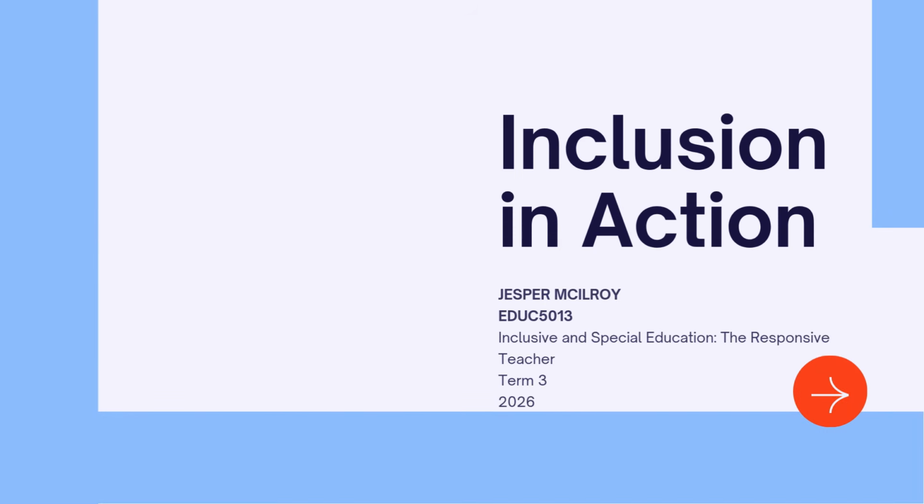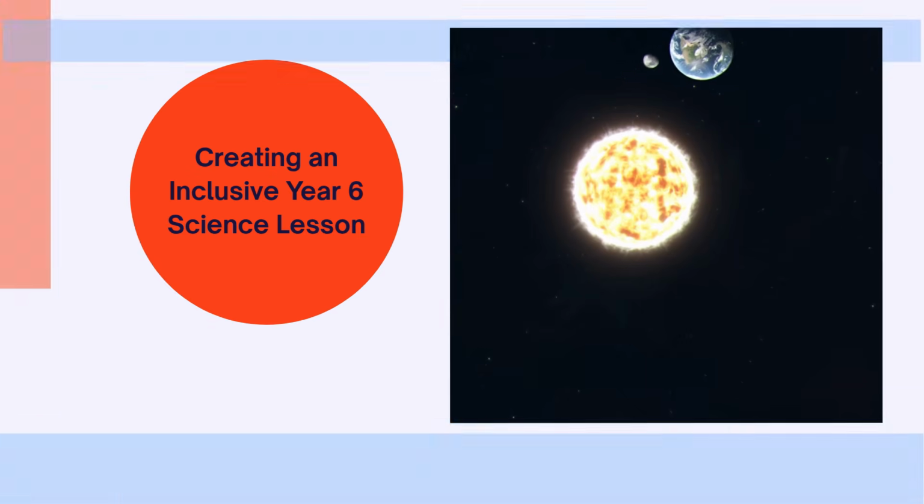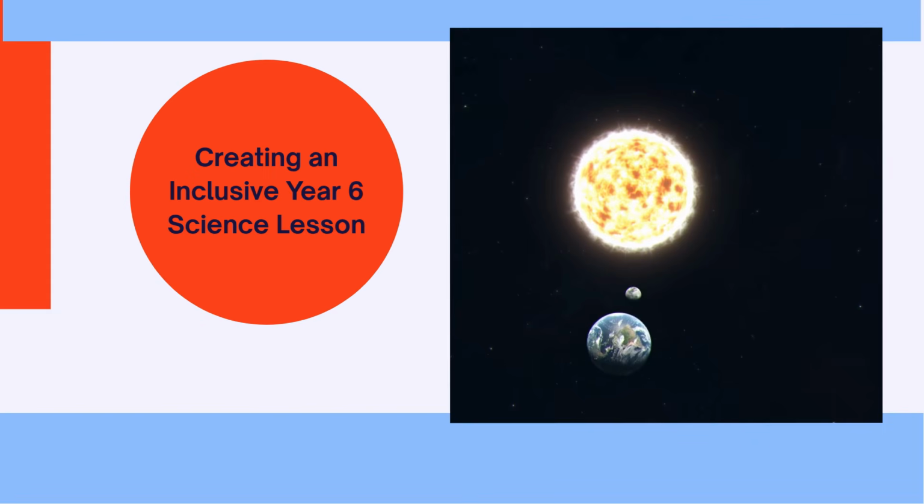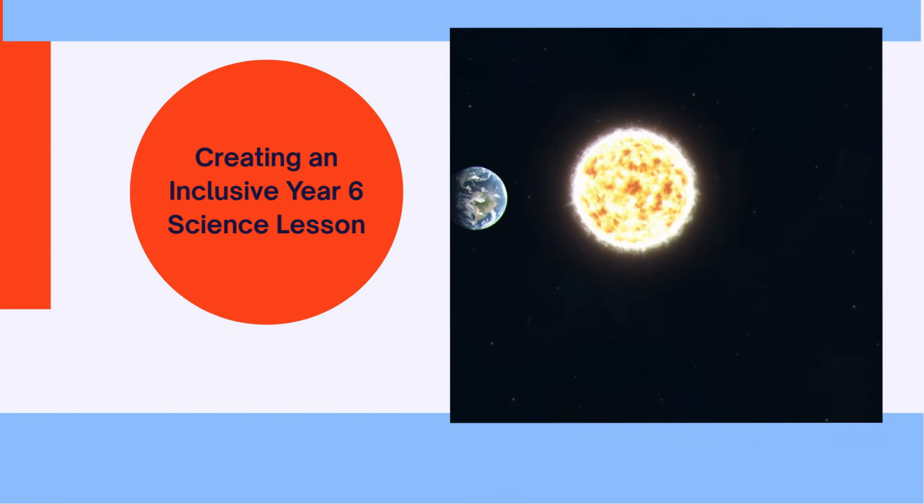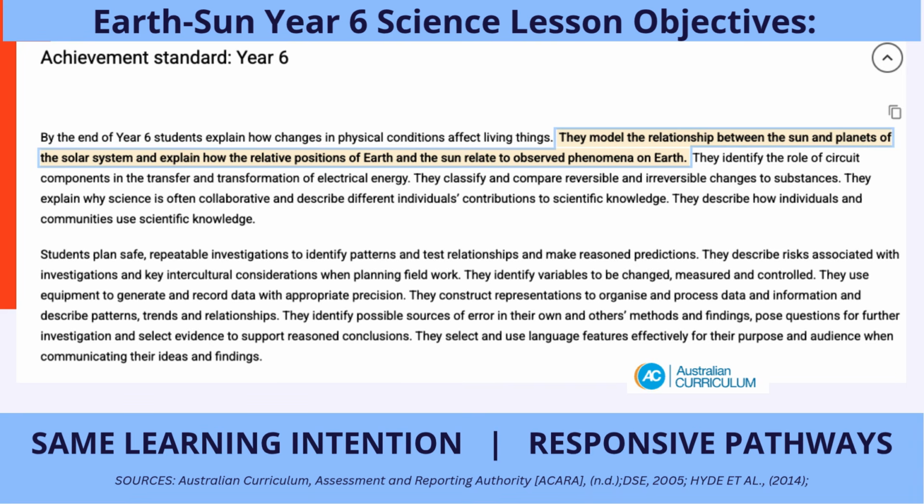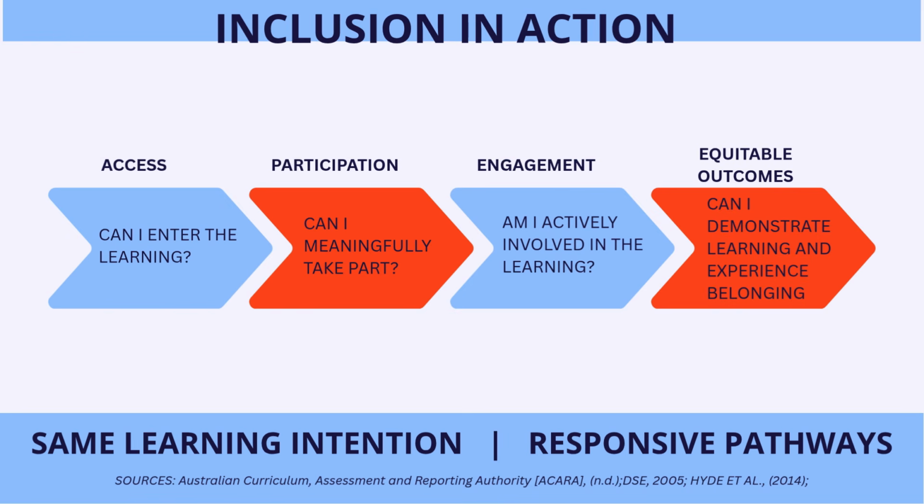In this presentation, I demonstrate an inclusive Year 6 science investigation, highlighting 3 case studies from the nationally consistent collection of data on school students with disability: Tyra, Cooper, and Rakia. For this lesson, students investigate Earth's rotation, axial tilt, and revolution around the sun.